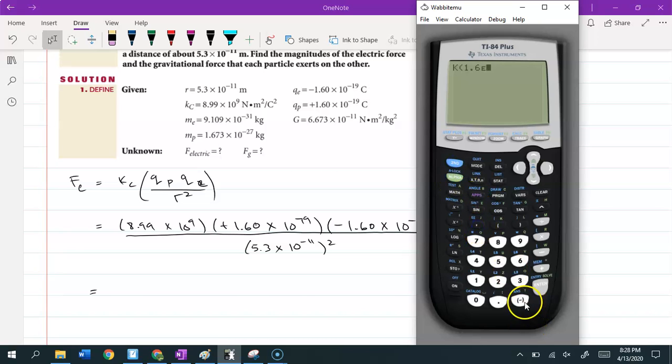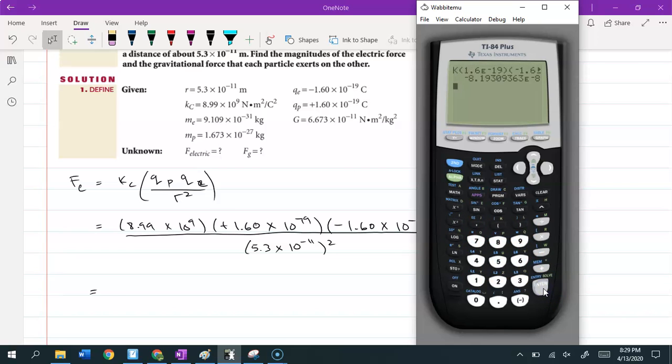The exponent on it is negative 19, like that. And then I have an electron, which is negative 1.6, and that is times 10 to the power also negative 19. So the only difference between a proton and electron is the difference of the positives and the negatives. And then you divide that by the radius, or the distance, we should say, between them squared. So 5.3 times 10 to the power of negative 11. We're going to put those in parentheses, and then you're going to square that.